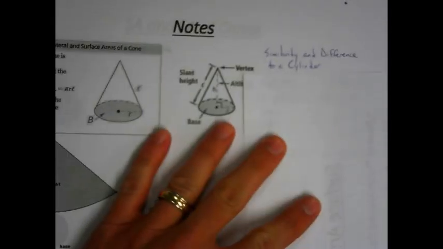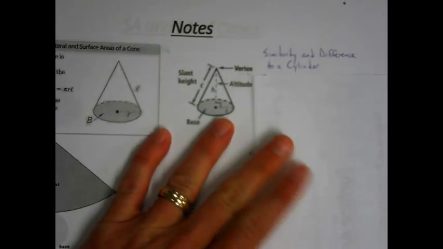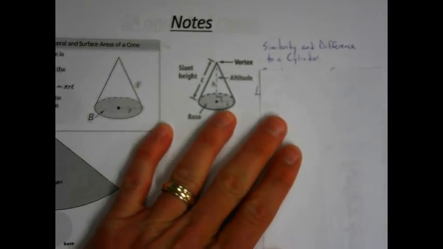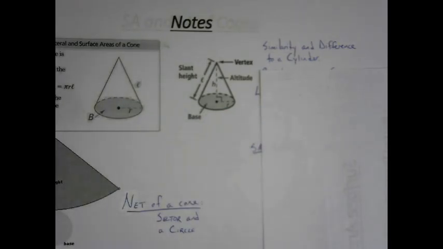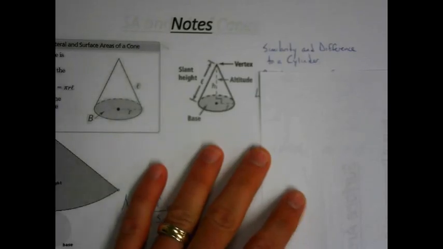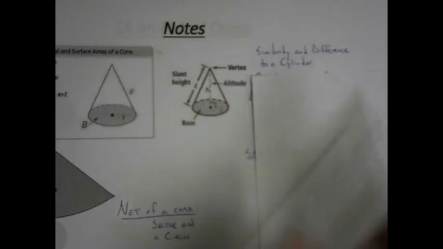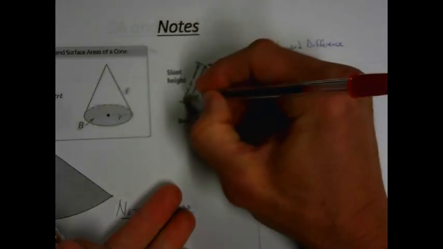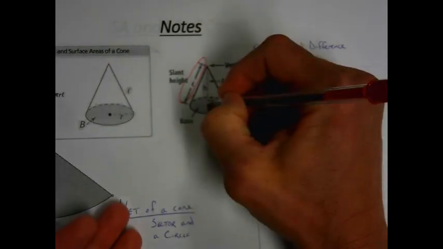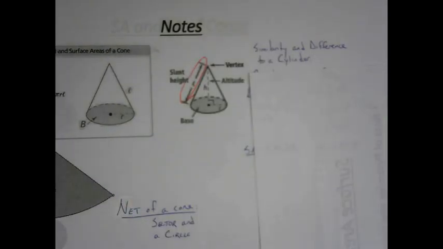So let's do some comparisons: the similarities and differences between a cone and a cylinder. It's very similar to the similarities and differences between the prism and the pyramid. So we understand what's happening with the cylinder. Remember, we still have slant height, the same as what we worked with in pyramids. And we still have our altitude, from the vertex of the cone down to the center of the base. And of course, we have our base. So this is the makeup of the cone. The formulas are very similar.